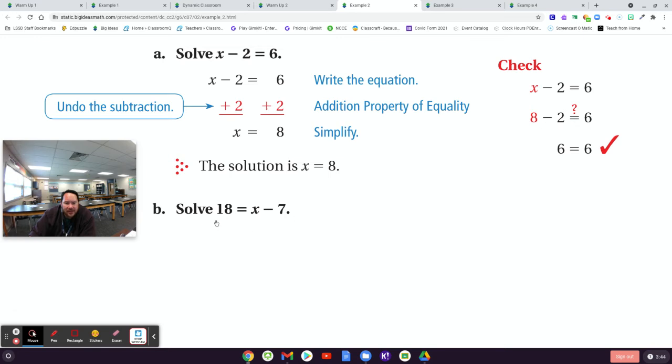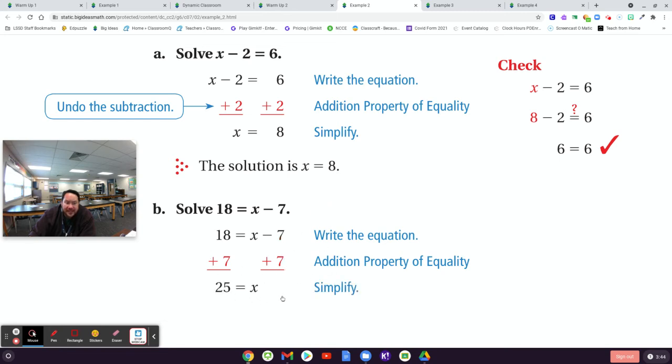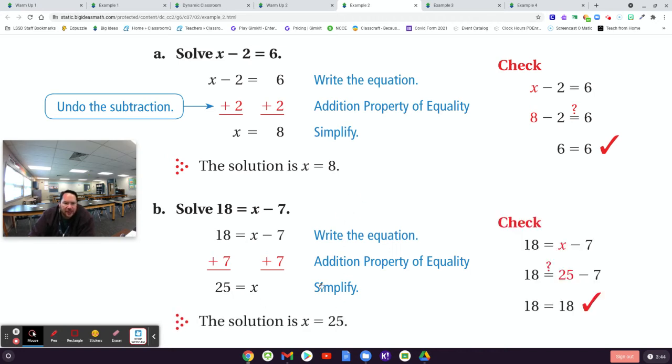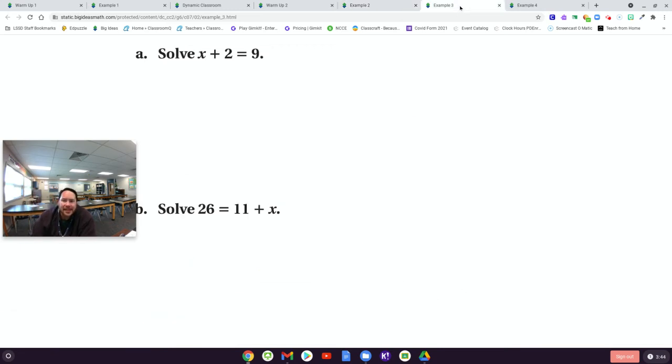All right, try to solve this one. 18 equals x minus 7. All right, so hopefully you added 7 to each side, and you get 25 equals x. That's the same as saying x equals 25. So x is 25. Again, you should check it by replacing 25 here in the original equation. So we get 18 equals 25 minus 7. Oh, yes. Yes, it does. It works. Fantastic.